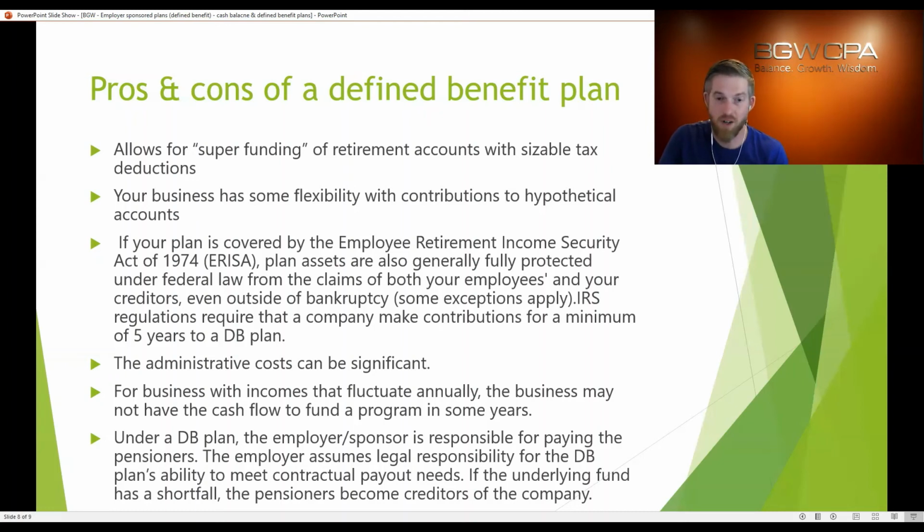Some cons are the administrative costs can be pretty significant, and I'm going to add in there that the administrative burden, some of the paper pushing, is also an additional weight to be carried. For businesses whose income fluctuates annually, the business may not have the cash flow to fund the program in some years. And under a defined benefit plan, the employer sponsor is responsible for paying the pensioners. The employer assumes legal responsibility for the defined benefit plan's ability to meet the contractual payout. If the underlying fund has a shortfall, the pensioners become creditors of the company.